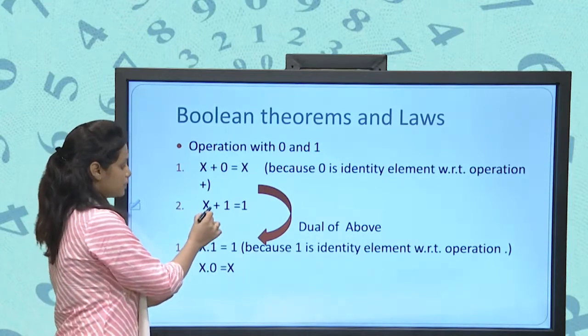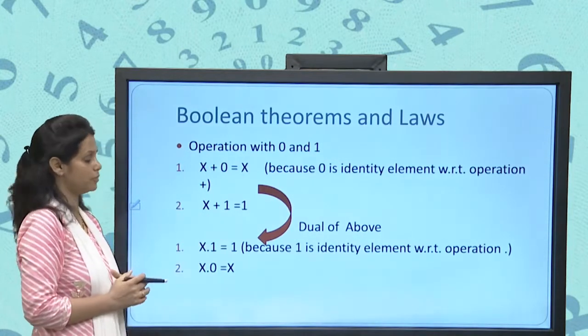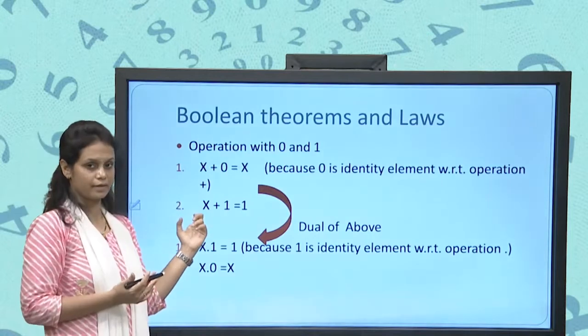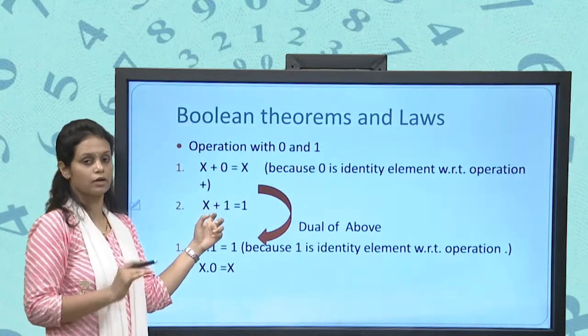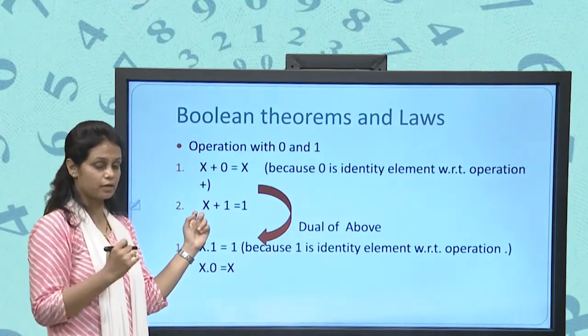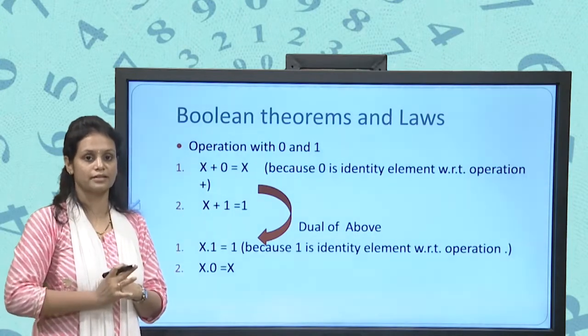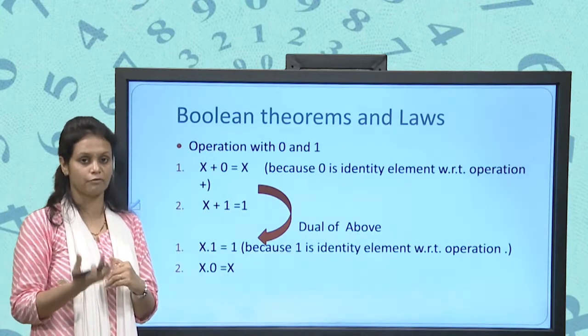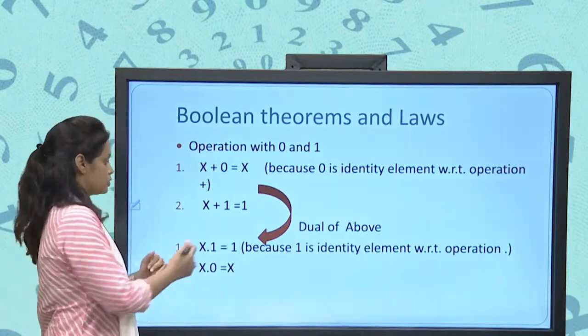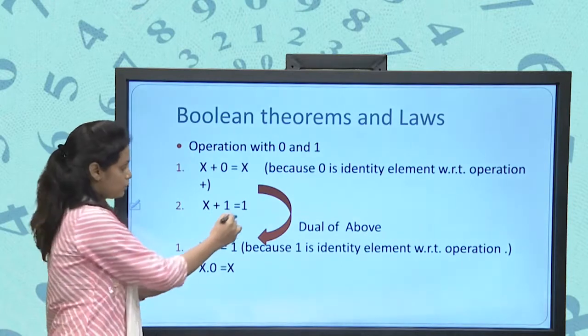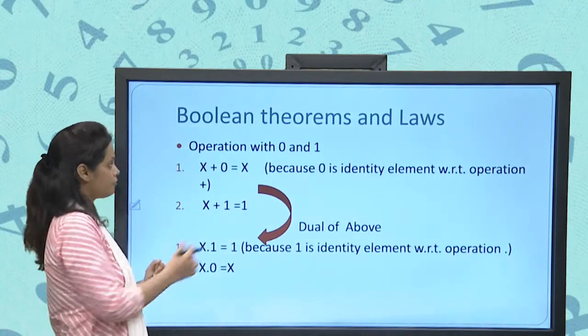Next, x plus 1. Now, what is the output of x plus 1? So, x is any one element, 1 is the highest element. What operation will be performed by plus? Plus will always give the answer which is the highest element from the input. So, the highest element is 1, so our output is 1. We will find the dual of this.